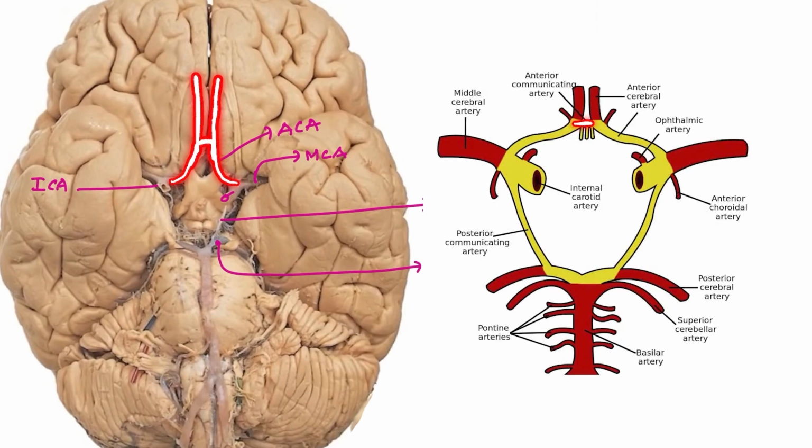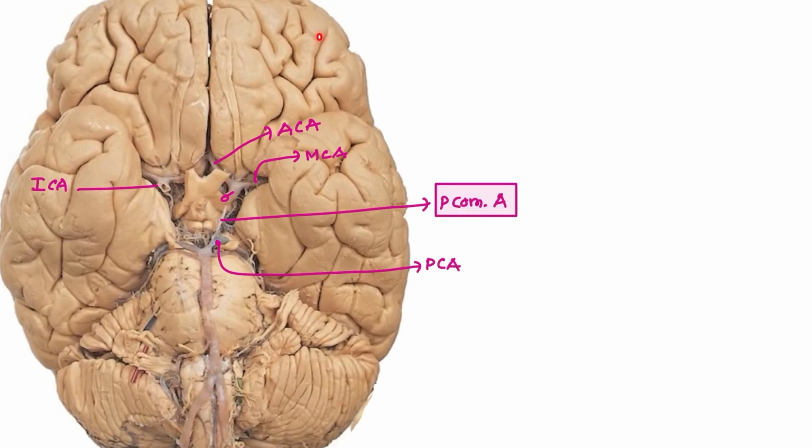Here we have the circle of Willis, and can you see this is the anterior communicating artery which is going to connect both anterior cerebral arteries. So these anterior cerebral arteries supply blood to the frontal lobe and the medial surface of the parietal lobes. But yeah, I agree, in this cadaveric image we can't see the anterior communicating artery.